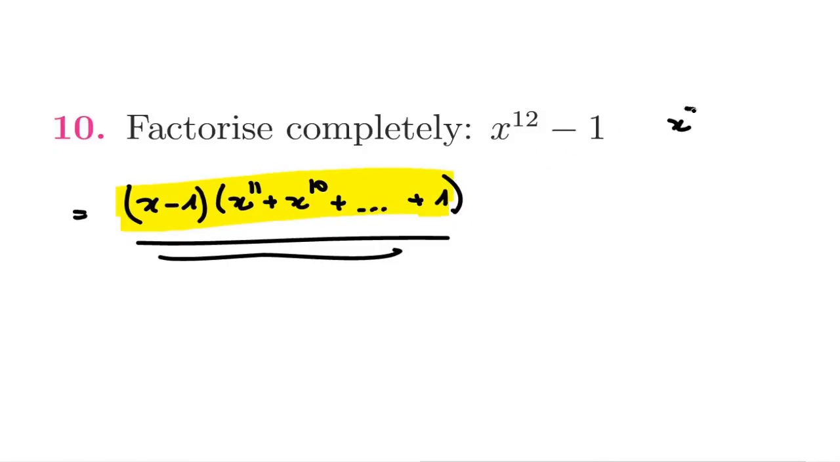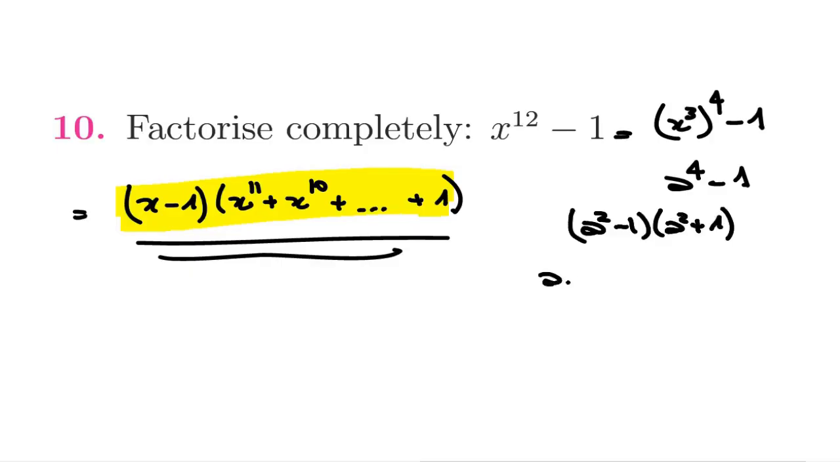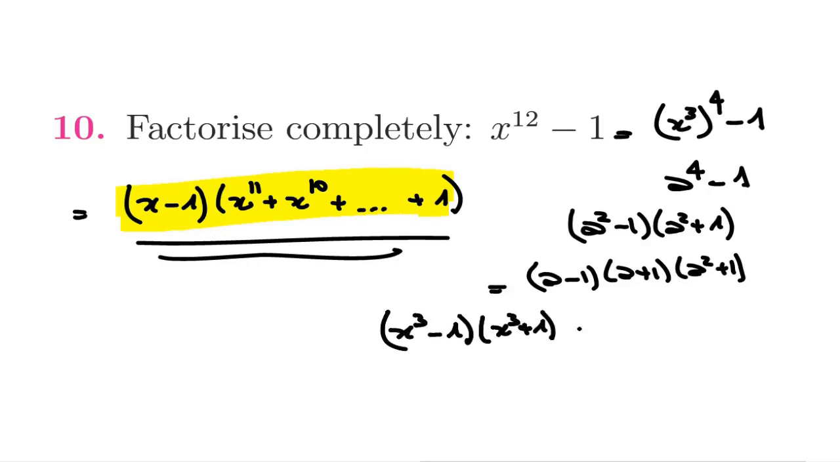We can call this x cubed to the 4th power minus 1. So we think of it like a to the 4th minus 1. A squared minus 1, a squared plus 1, that is a minus 1, a plus 1, and a squared plus 1. The a we mentioned was x cubed. X cubed minus 1, x cubed plus 1. From the square of x cubed, x to the 6th plus 1.